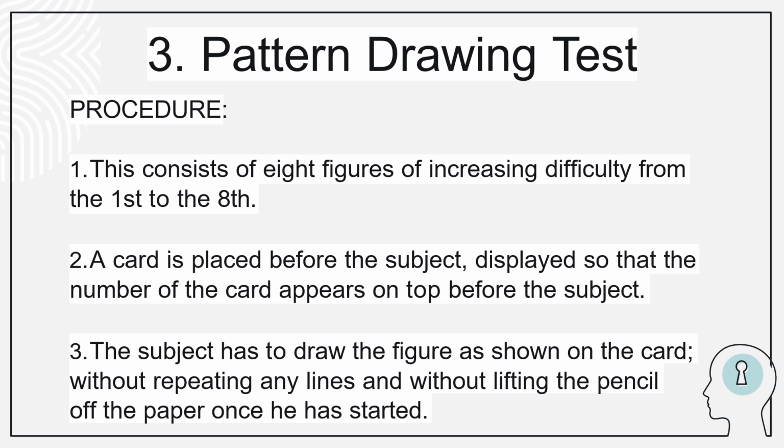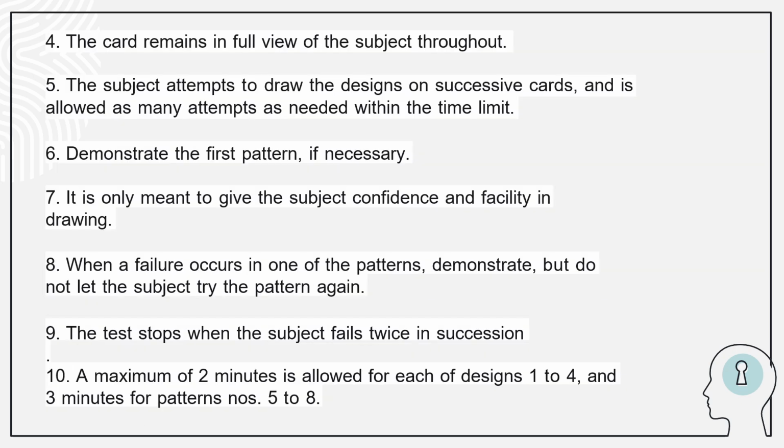Procedure: pattern drawing test. This consists of 8 figures of increasing difficulty from 1st to 8th. A card is placed before the subject, displayed so that the number of the card appears on the top for the subject. The subject has to draw the figure as shown on the card without repeating any lines and without lifting the pencil off the paper once he has started. So in the third test, you cannot lift the pencil. In the second test, you cannot lift the block. The card remains in full view of the subject throughout.